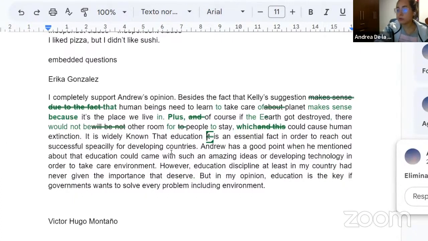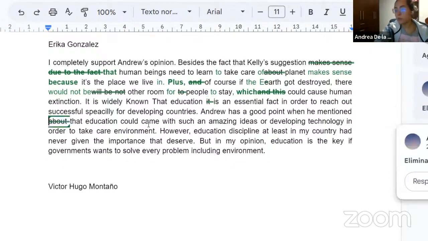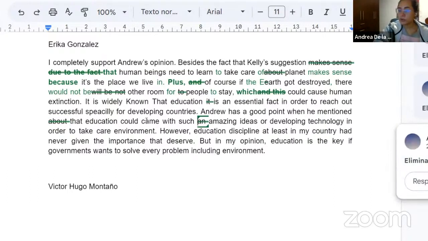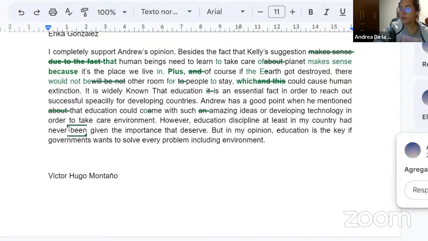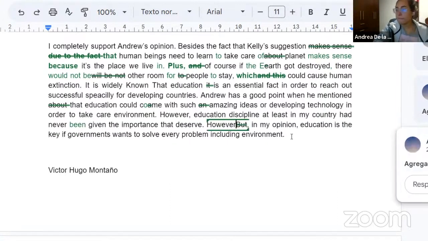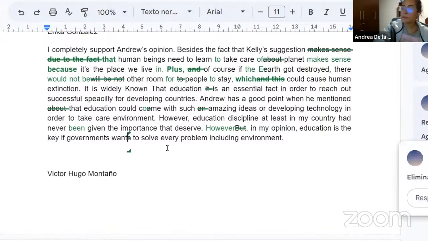In order to reach our goals for developing countries. Andrew has a good point when he mentioned that education could come with such amazing ideas or developing technology in order to take care of the environment. However, education and discipline, at least in my country, have never been given the importance that they deserve, right? But in my opinion, education is the key if governments want to solve every problem, including the environment.